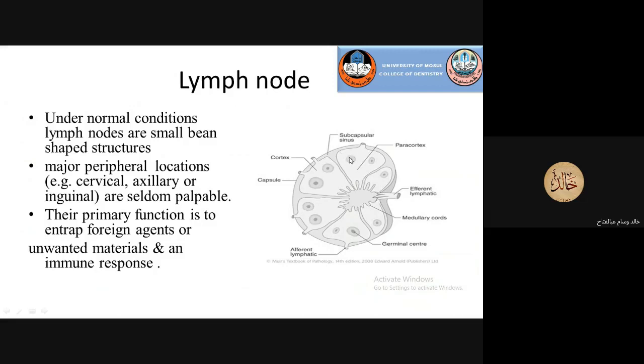So the lymph nodes usually contain a cortical area. You can see this is the cortical area, and this cortical area contains the germinal centers. These germinal centers are considered the area of the B lymphocytes. And then we have the paracortex, which includes mainly the T lymphocytes. After that, we have the medullary area and medullary cords, and then we have the efferent lymphatics. Okay, of course, we have the capsule that envelops the lymph nodes from outside.